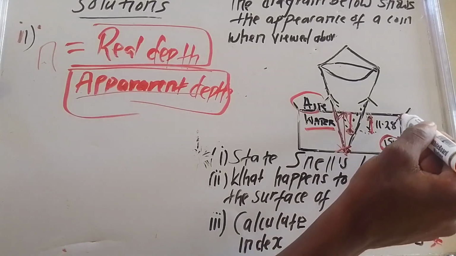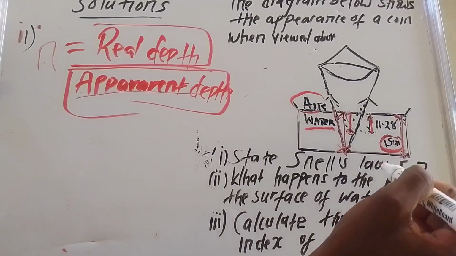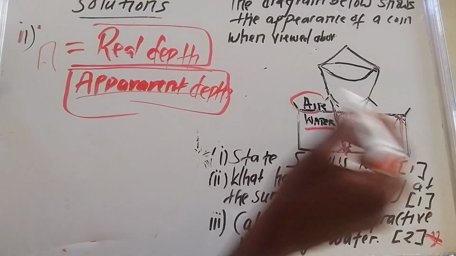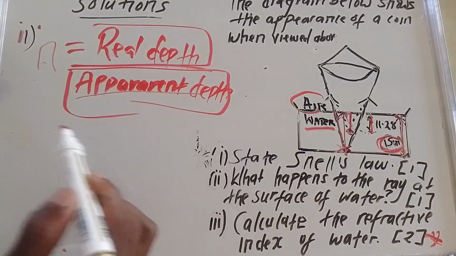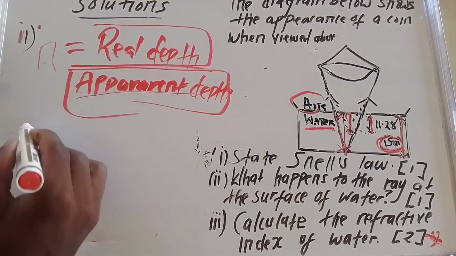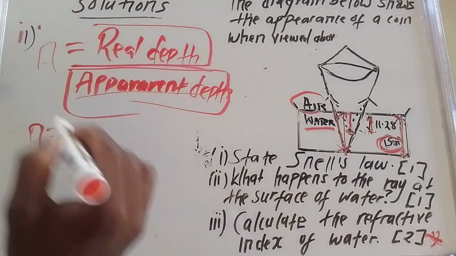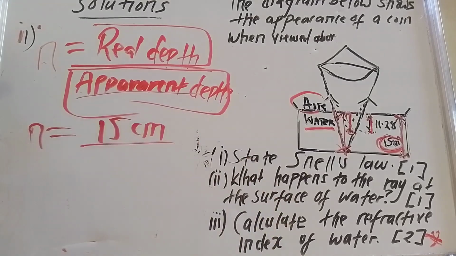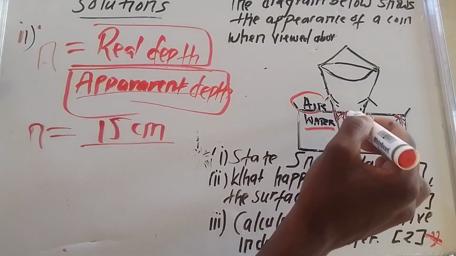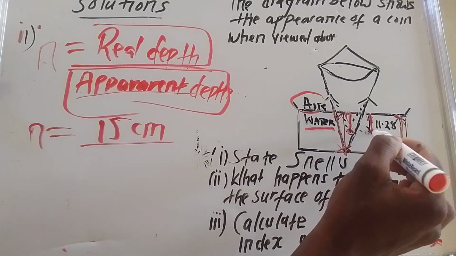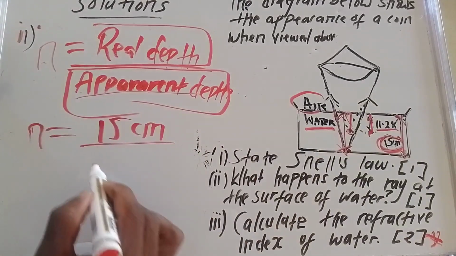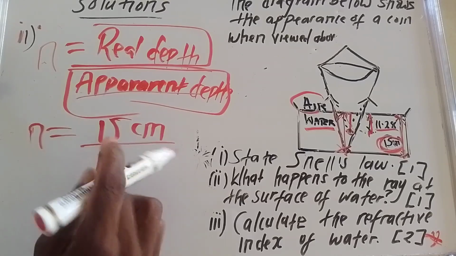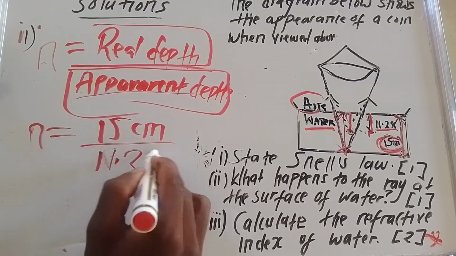And according to the data which you have been given, from this point up to this point, which is the real depth, the centimeters which have been given are 15 centimeters. So the real depth is 15 centimeters. What about the apparent depth? From this point up to this point, this is 11.28 centimeters.